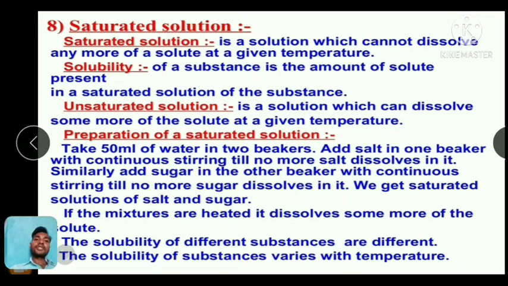Now we discuss saturated solutions. Actually, a saturated solution is a solution which cannot dissolve any more solute at a given temperature.